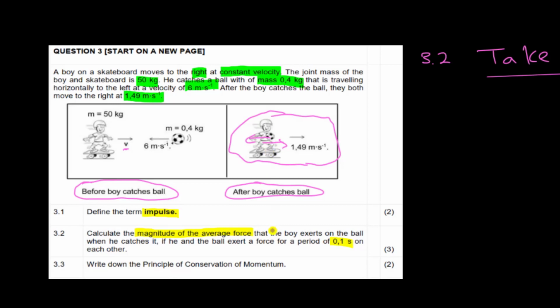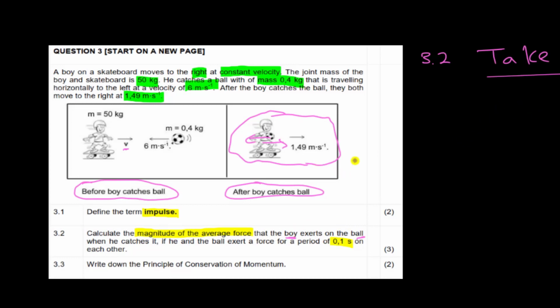So what we can simply do is, the question is focusing on the force that the boy exerts on the ball, but it is also the same force that the ball exerts on the boy. So we can simply try to find the force that the ball exerts on the boy, and the force that the boy exerts on the ball will be in the opposite direction.